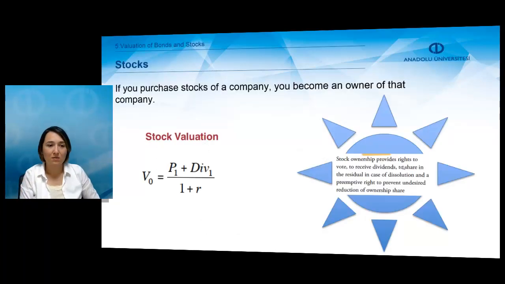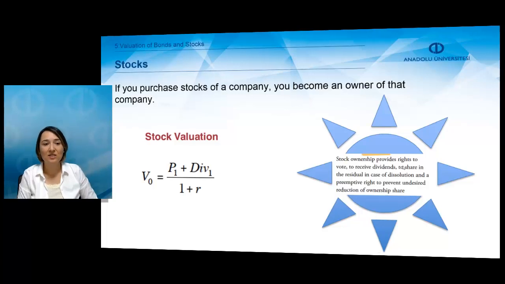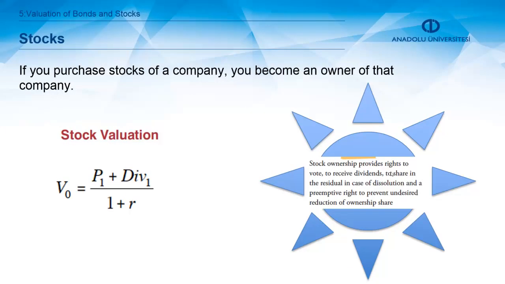Our chapter is about bonds and stocks. Let's talk about stocks. If you purchase stock of a company, then you become an owner of that company. This is a very important distinction of stocks and bonds. If you are an investor and if you buy a stock, then you will become an owner of a company, that you have some shares.